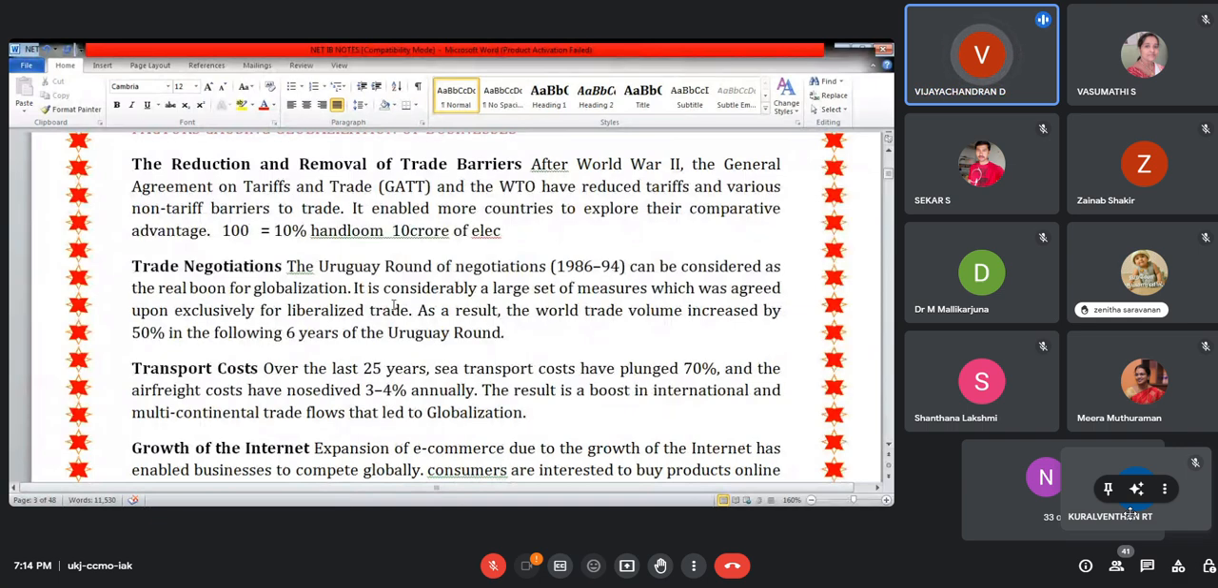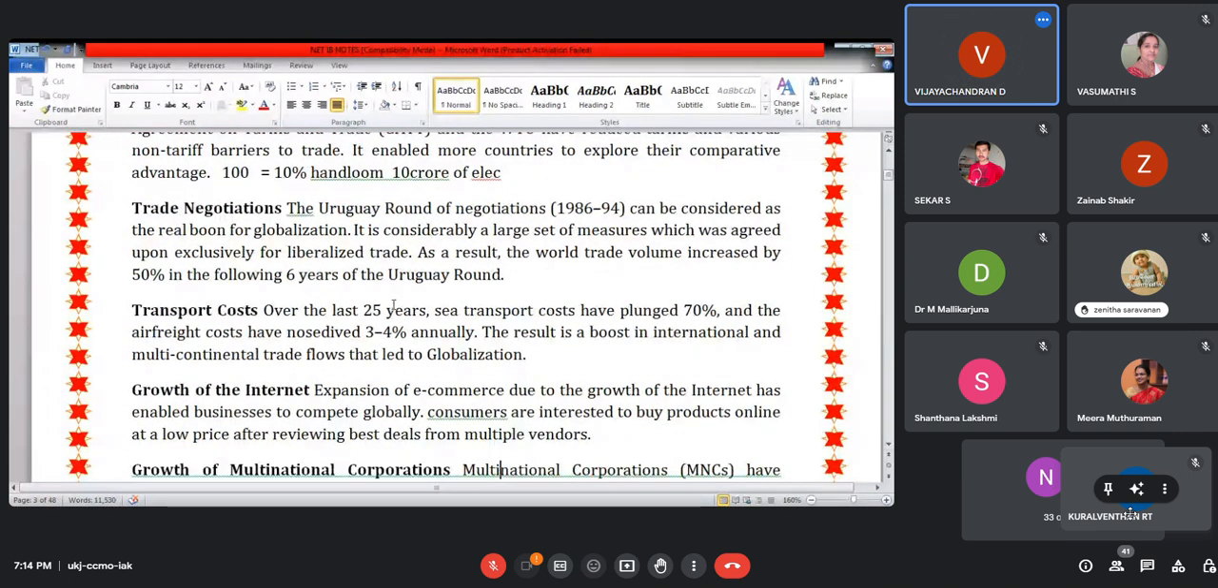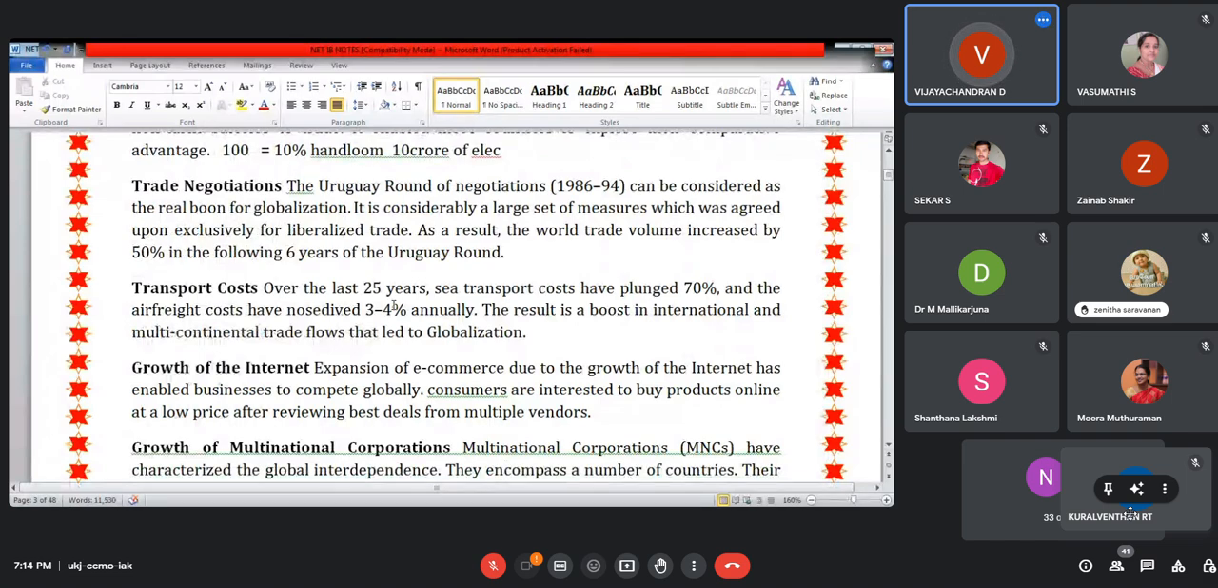So with the emergence of the WTO, more countries and more organizations are going for international trade. Then transport cost. Over the last 25 years, sea transport costs fell by 70%, and air freight costs have been falling 3 to 4% annually. So they are reducing the transport cost. With the growth of international trade, a number of companies are benefiting, and there is a decline in the sea transport cost.